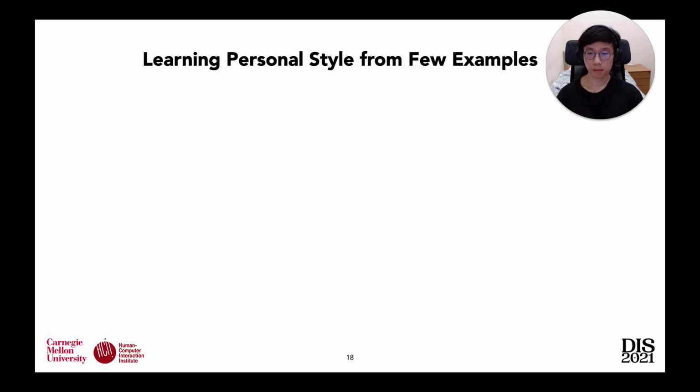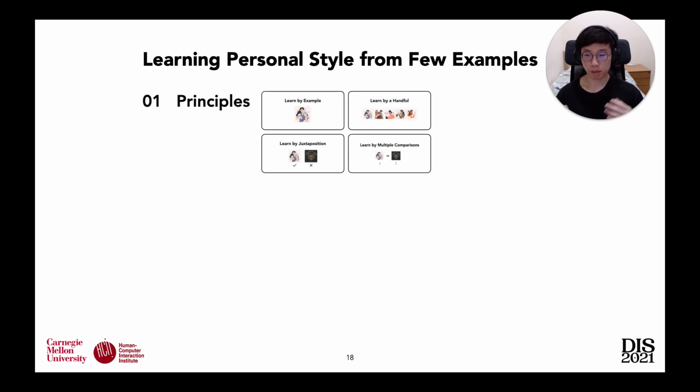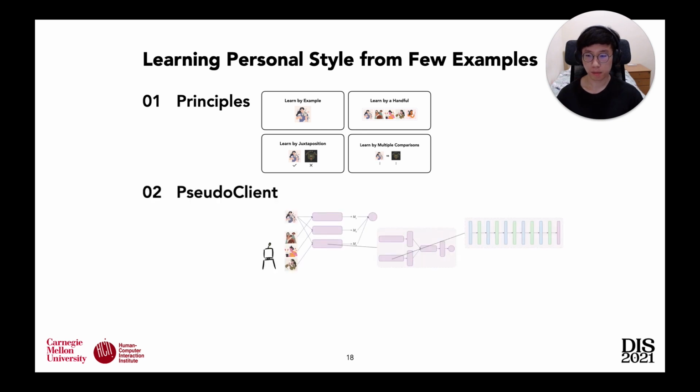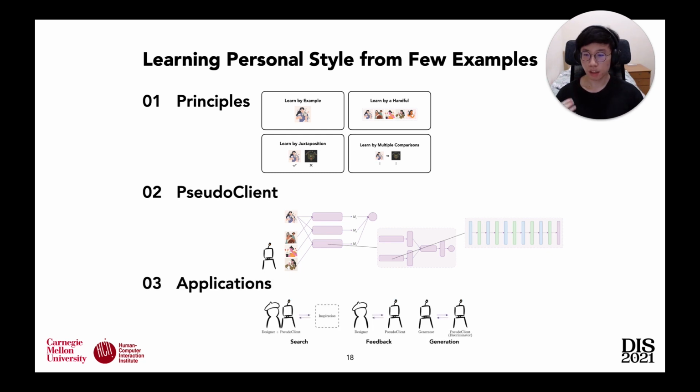In summary, our paper explores how we can computationally learn personal style based on only a few examples. We offer a set of principles for computationally learning personal style. Based on the principles, we designed PseudoClient, a deep metric learning framework for learning personal graphic design style. PseudoClient can be used as a building block to support the development of future design applications.